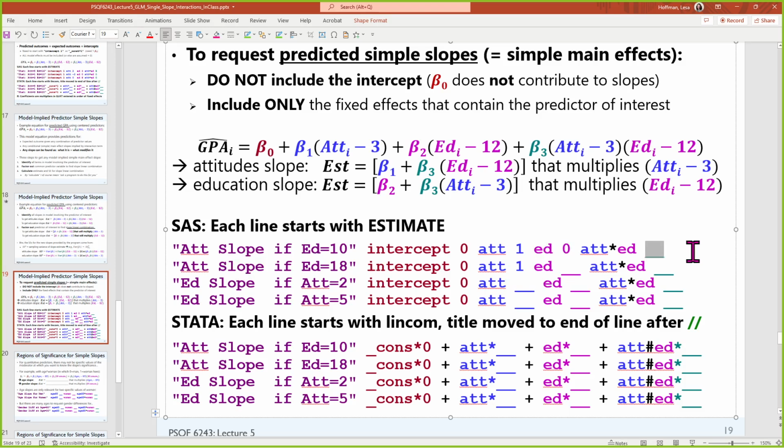The moderator variable goes after the interaction term instead, because we're filling in that value for education as who do we want the attitude slope for? We want it for education equals 10. So given our centering, that would put this at -2.